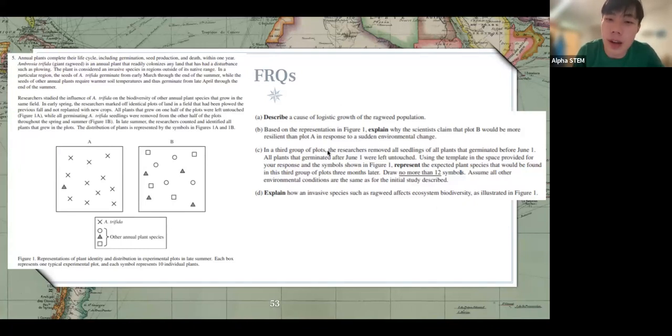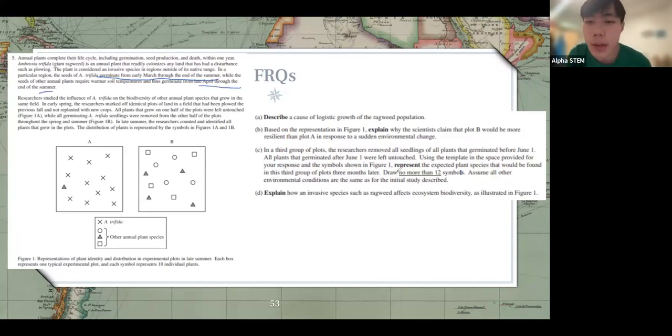C says in a third group of seed, they removed the seedlings of all plants that germinated before June 1st. And so we want to draw the expected number of species that would be in the plot 3 months later. For this, we have to read the description, and it says Atrifida germinates from early March to the end of summer, while other plants germinate from late April through the end of summer.